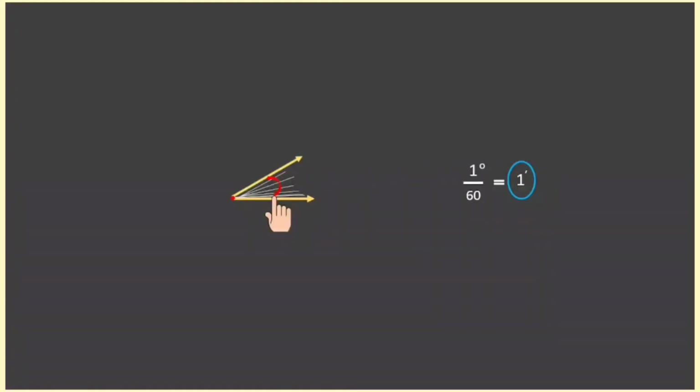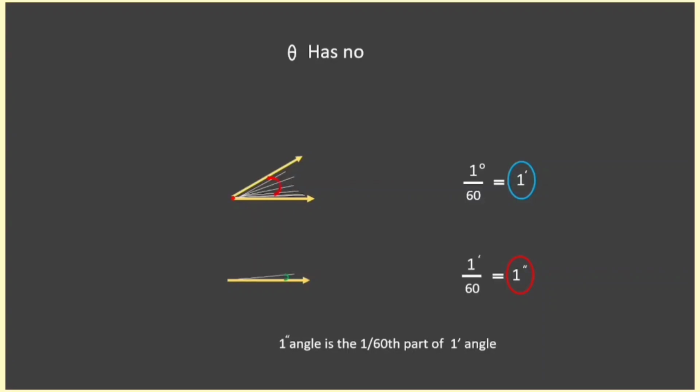Still, we can draw an angle which is smaller than 1 minute. When a 1 minute angle is divided into 60 equal parts, then one part of the angle is 1 second. So a 1 second angle is the 1/60th part of a 1 minute angle. Still, we can draw even more tiny angles. So we can understand that theta has no minimum limit and theta has no maximum limit.